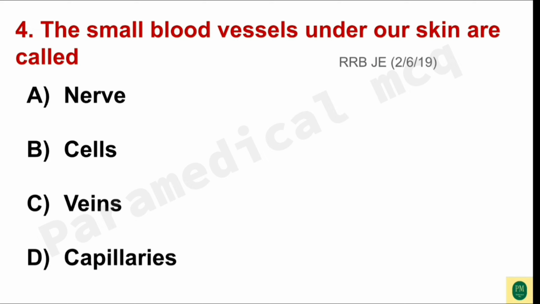The small blood vessels under our skin are called option A: nerve. Option B: cells. Option C: veins. Option D: capillaries. The correct option is option D: capillaries.